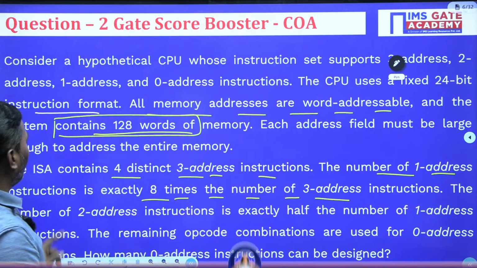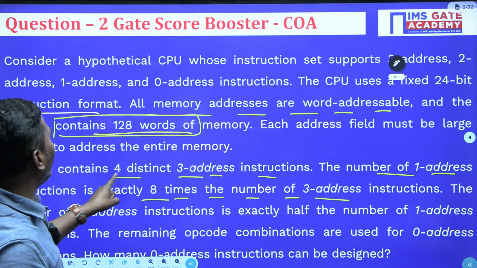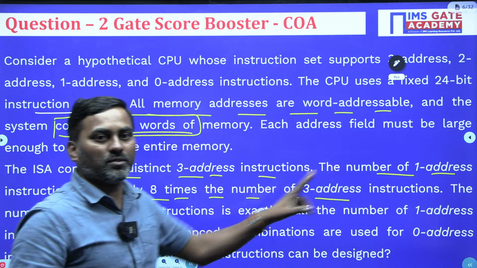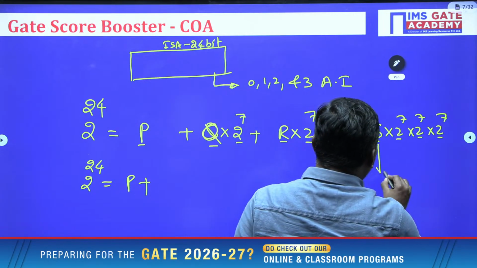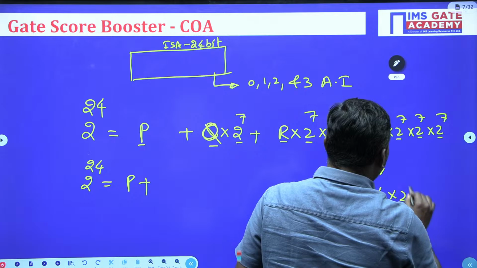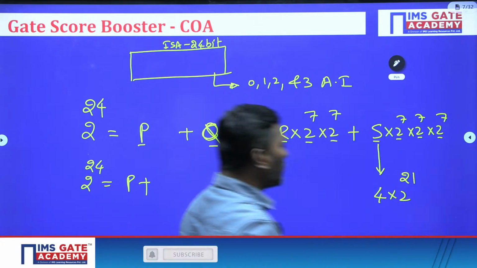So what is given now? I'm reading: the ISA contains 4 distinct 3 address instructions. So I'll write this one. The S value is given as 4, so 4 into 2 power of 21. Can I write 2 power of 21, or not?